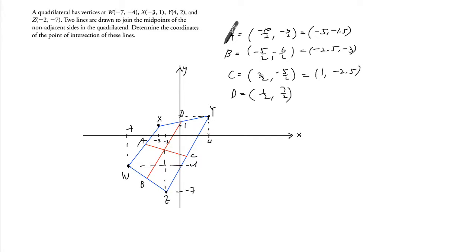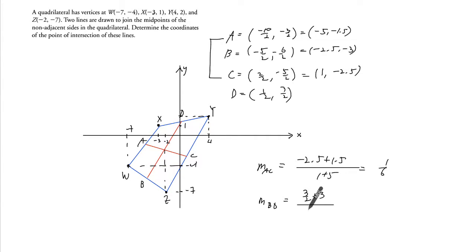Now we need to get the equation of the line between A and C, right? So slope of A and C is negative 2.5 plus 1.5, 1 plus 5. 1 over 6. Okay, and the slope between B and D is 3 over 2 plus 3, half plus 2.5, right? So that's 1.5, 4.5 divided by 3. Okay, so multiply top and bottom by 2. Right, you get this, 3 over 2.